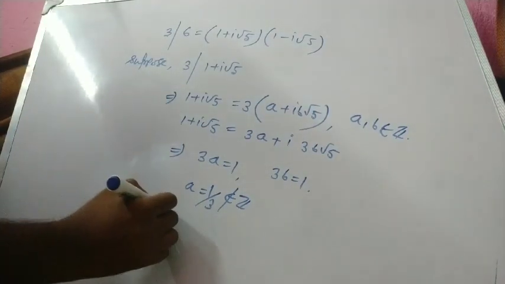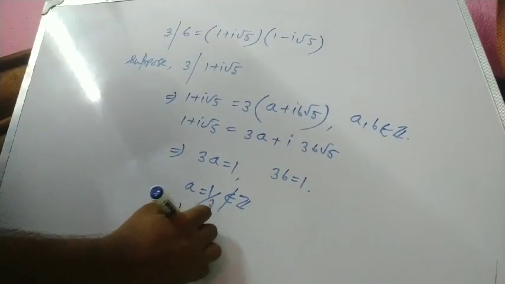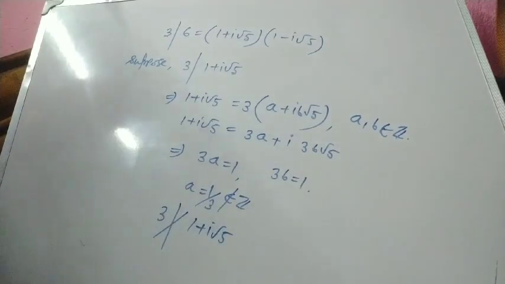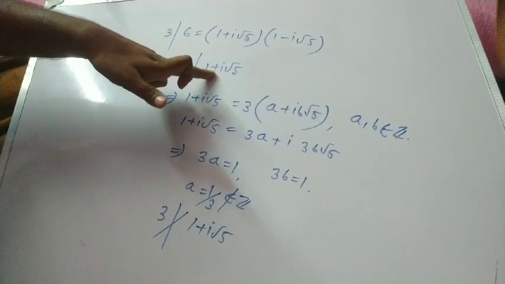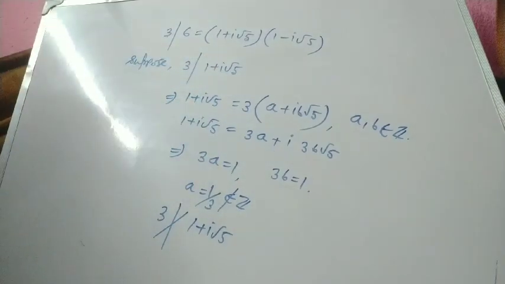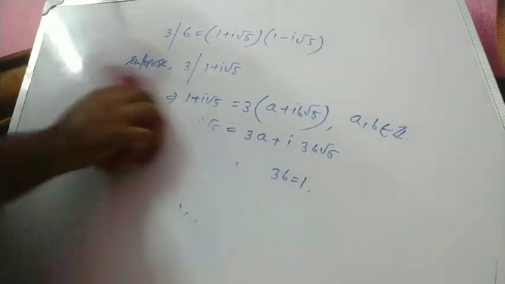So in that case 3 does not divide 1 plus i√5. Similarly, we can show that 3 does not divide 1 minus i√5. So 3 is not a prime element. Then the question arises in our mind, under what condition is an irreducible element a prime element? For this we state this theorem. What is the theorem?